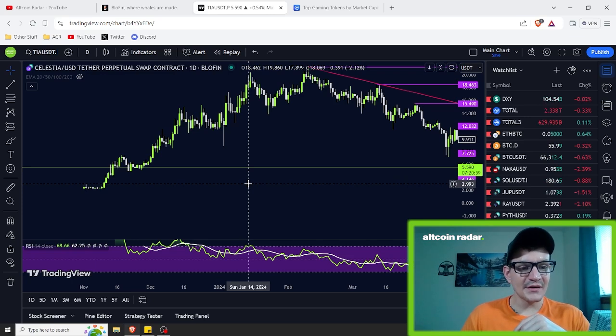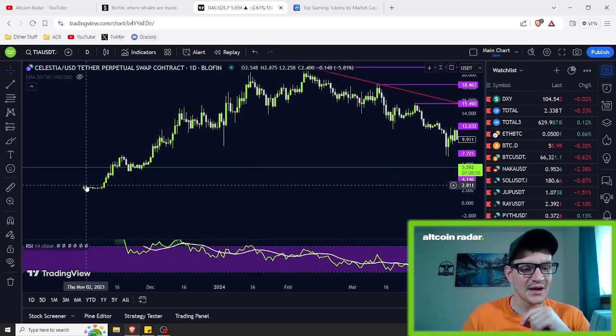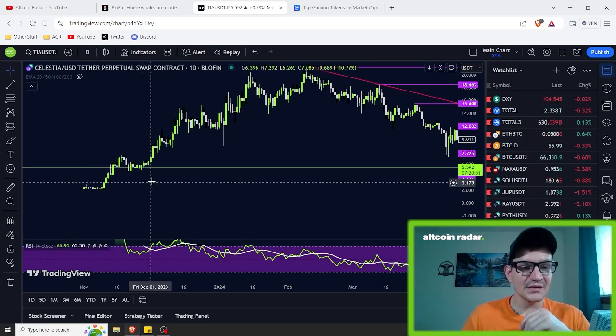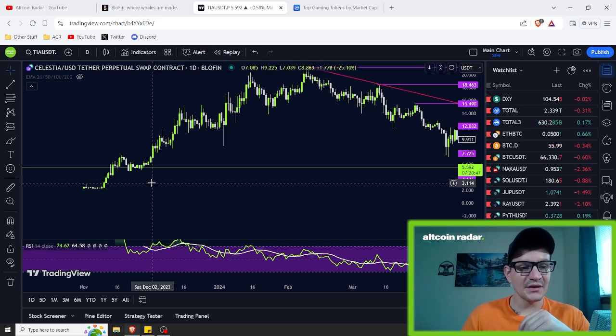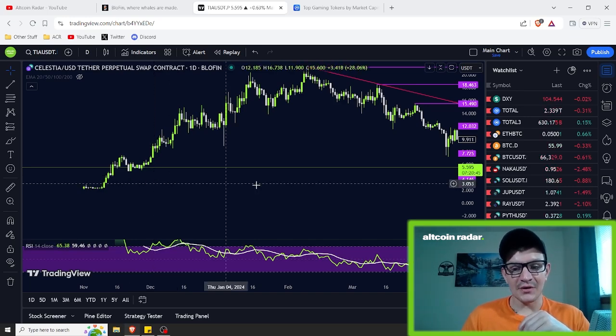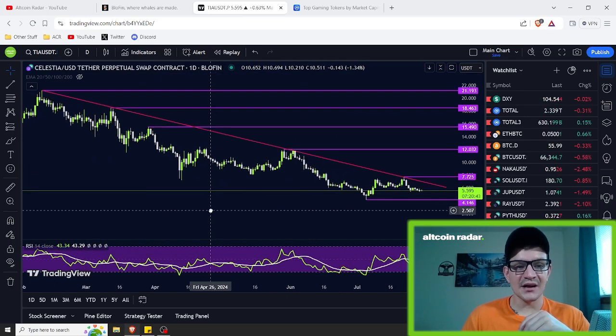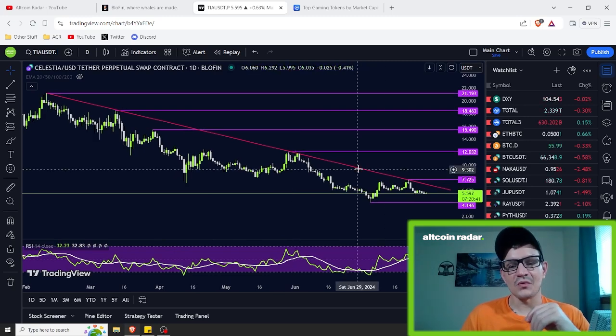So below that, our next support level is right around $2.92 right in this area, and that's from a high that we created in November of 2023. So realistically, once we go through this $4.14 level, if that does end up happening, we're going to be looking down lower at $2.93, and that is not going to be good for Celestia one bit whatsoever.